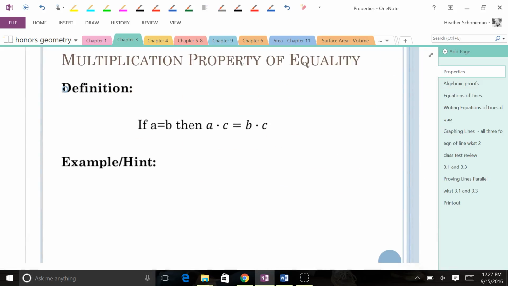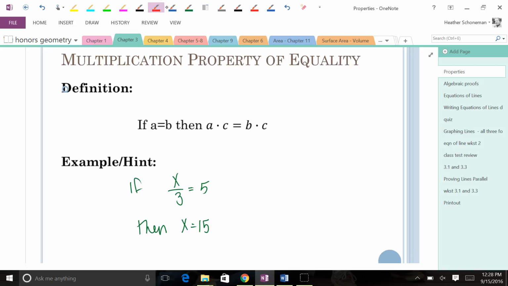The multiplication property. Okay? So if both sides are equal, I can multiply both sides by the same number, and I'll get the right answer. Okay, so in my equation, if I have x over 3 equals 5, then I can say x equals 15. How did I go from the first step to the second step? I multiplied both sides by 3, didn't I?